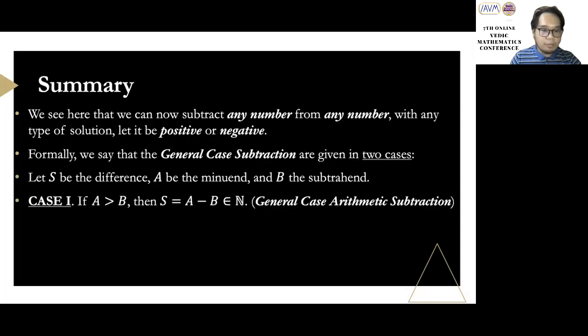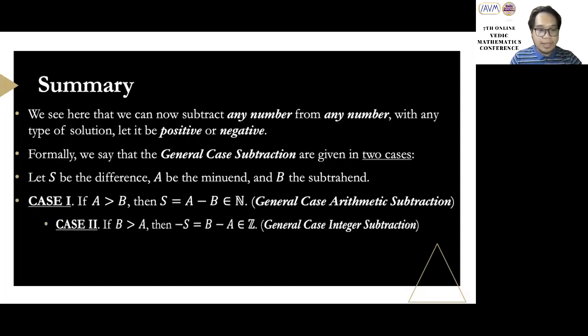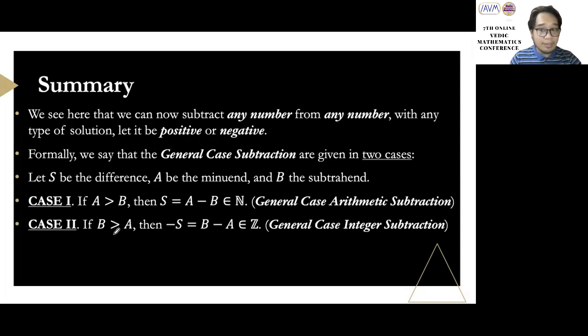Case one: if your minuend is greater than your subtrahend, then S is equal to A minus B, which is in the natural numbers. Hence, we call it general case arithmetic subtraction. Case two: if your subtrahend is greater than your minuend, then negative S, your difference, is equal to B minus A, your subtrahend minus minuend. And your answer is inside the integers, because you may have a negative answer. Therefore, we call this general case integer subtraction.